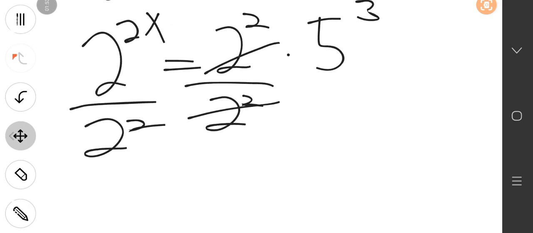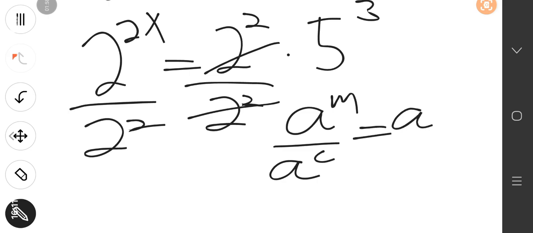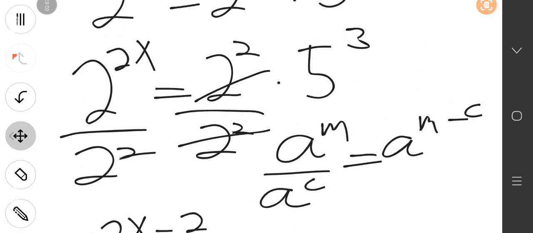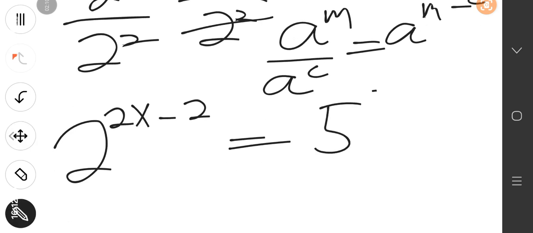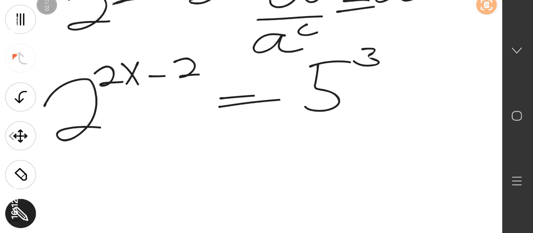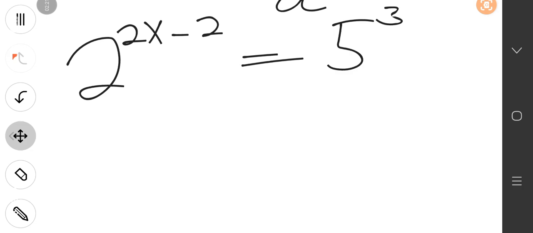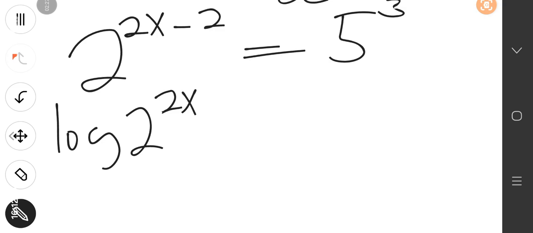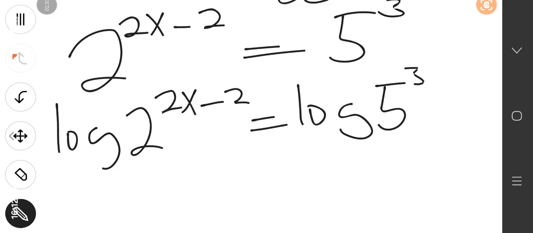Now let's apply the quotient rule. So we say a exponent m over a exponent c should give us a exponent m minus c. So our equation becomes 2 exponent 2x minus 2 equals 5 exponent 3. Now we can't apply the one-to-one property of exponential functions here. Because of that, we are going to use logarithms. So we say log 2 exponent 2x minus 2 equals log 5 exponent 3.